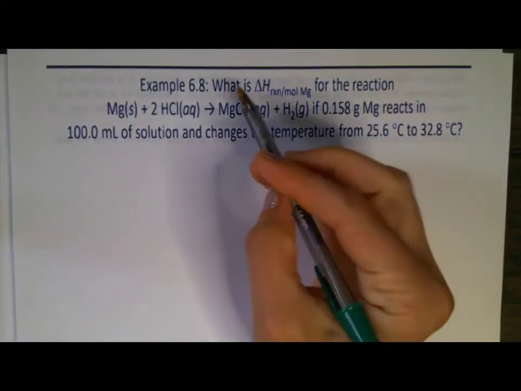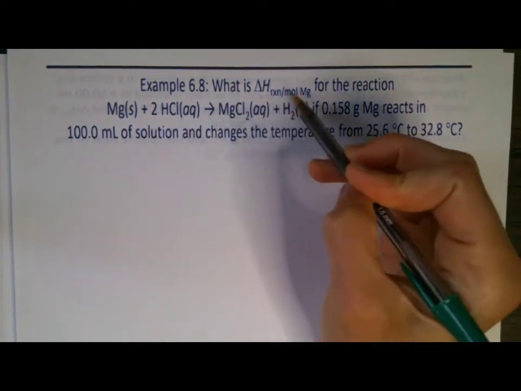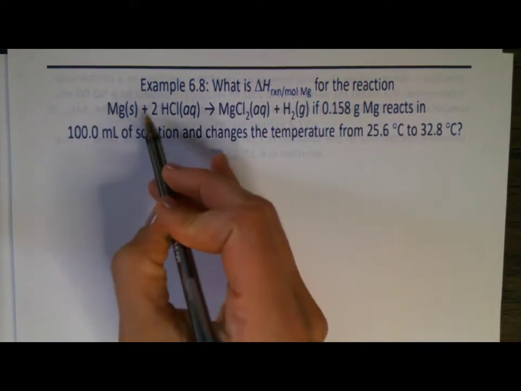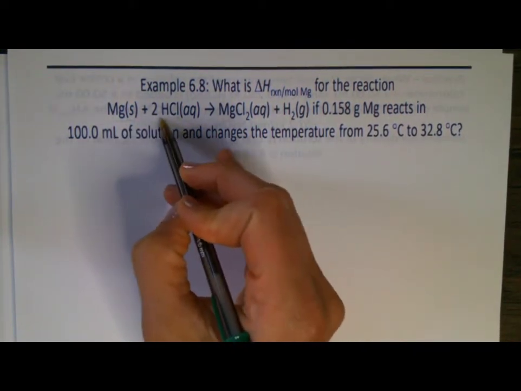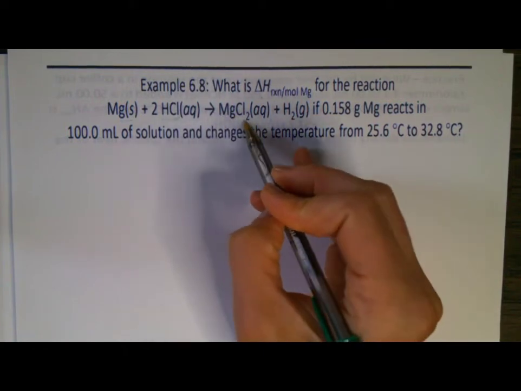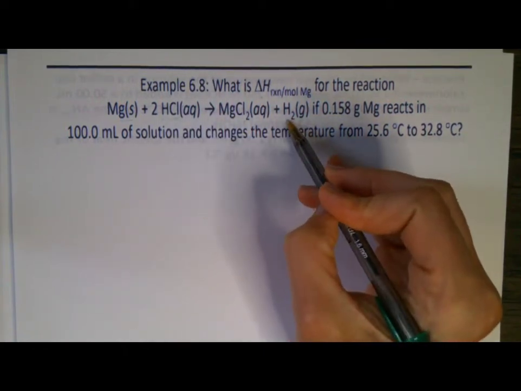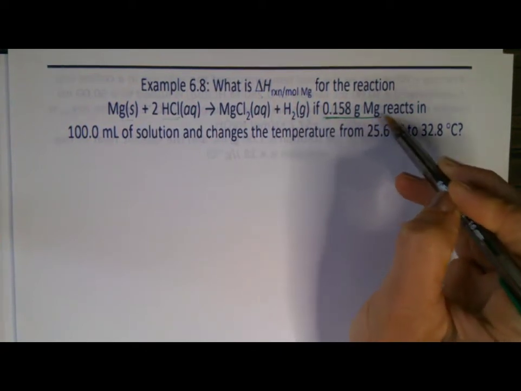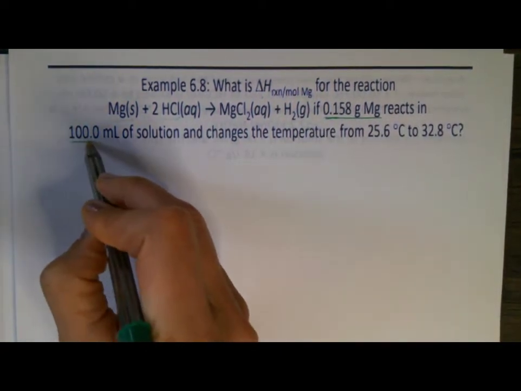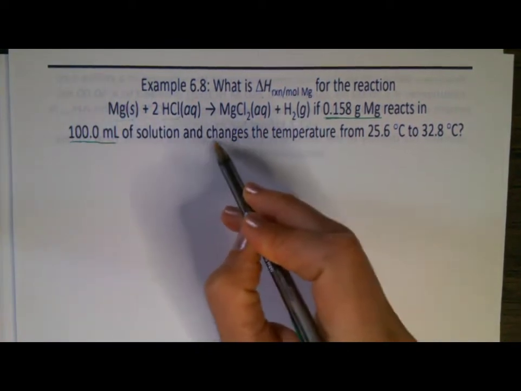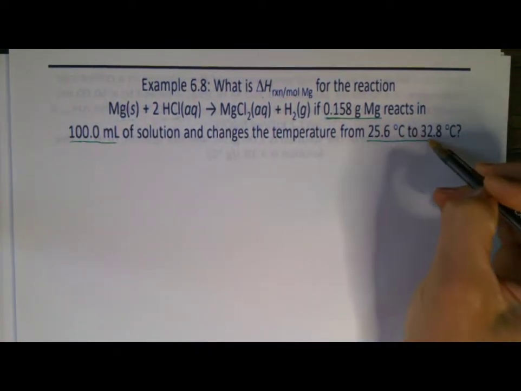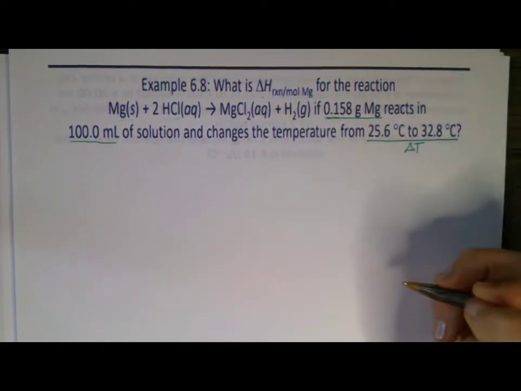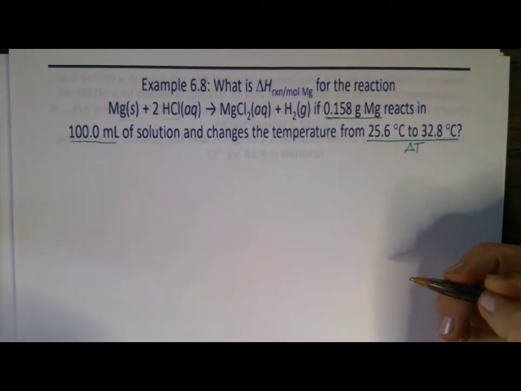Let's look at this problem. What is the delta H for the reaction per mole of magnesium? For the reaction, magnesium added with HCl creates magnesium chloride and hydrogen gas, if 0.158 grams of magnesium reacts in 100 milliliters of solution and changes the temperature from 25.6 to 32.8 degrees Celsius. Well, I see that and I immediately think, oh, that's my change in temperature.